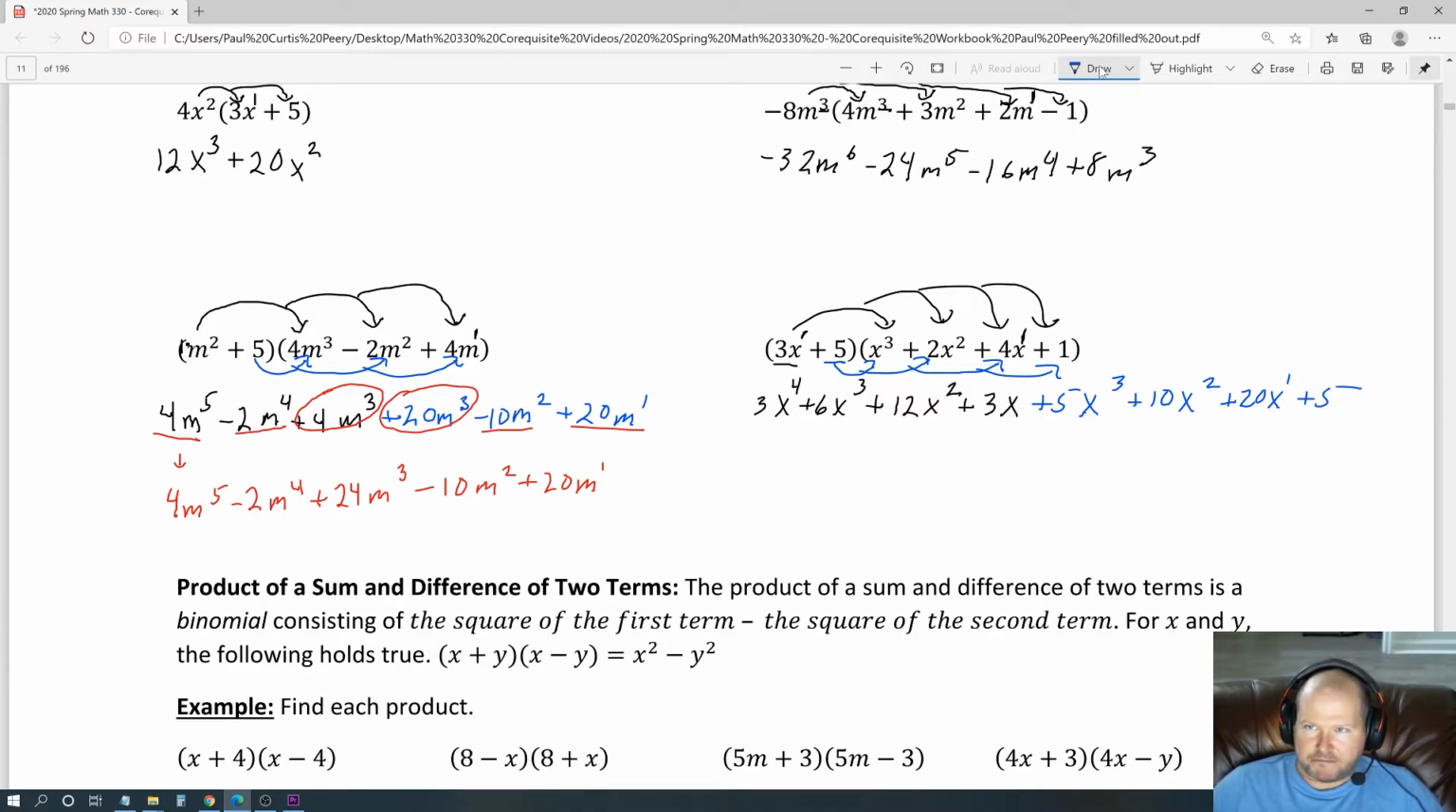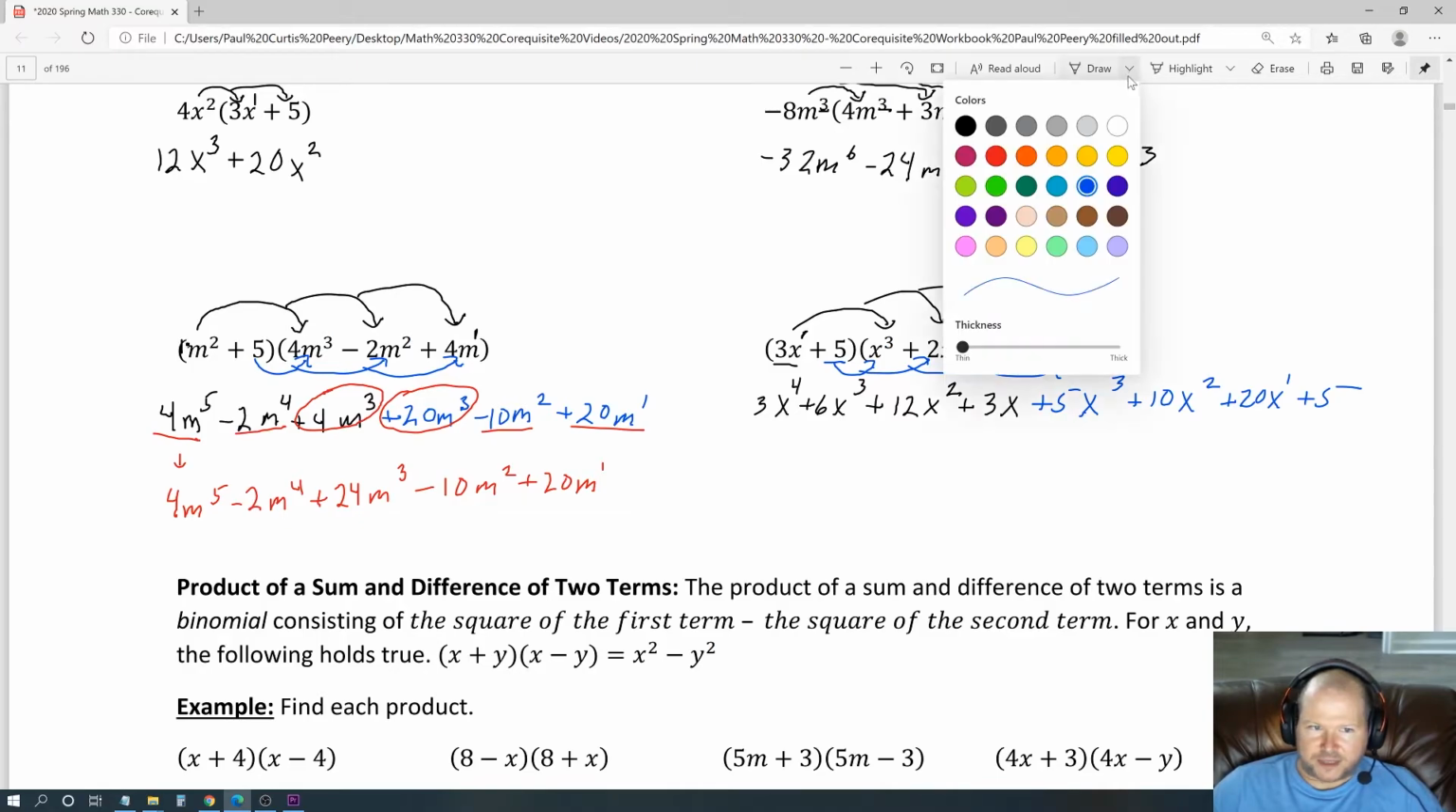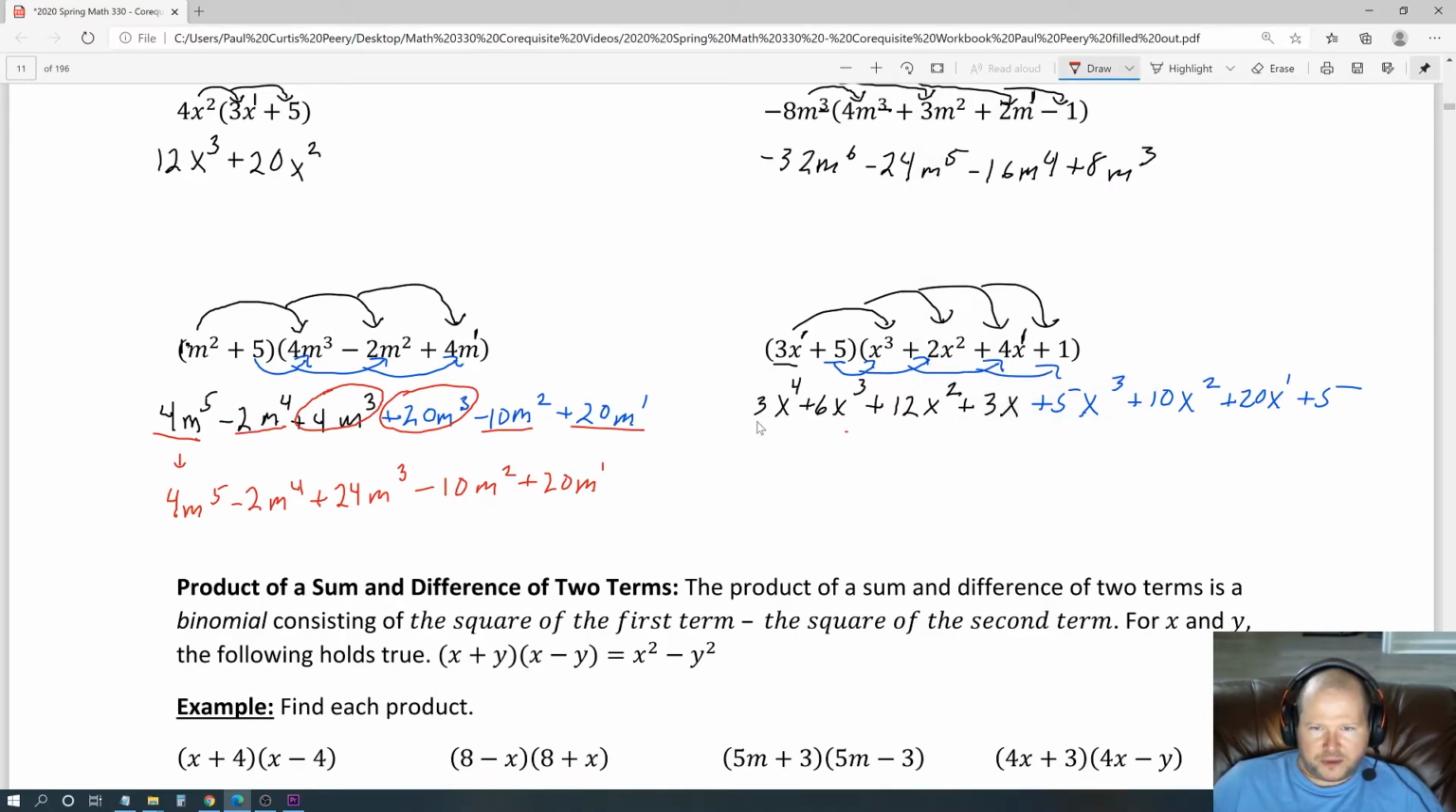Okay, now we need to combine like terms, right? So now we're going to combine like terms. So we go descending order. I see 4 here. I don't see anything larger than 4, so I'm just simply going to bring down the 3x to the fourth. Next, I see a cube here, a positive 6x cubed, and I see a positive 5x cubed here.